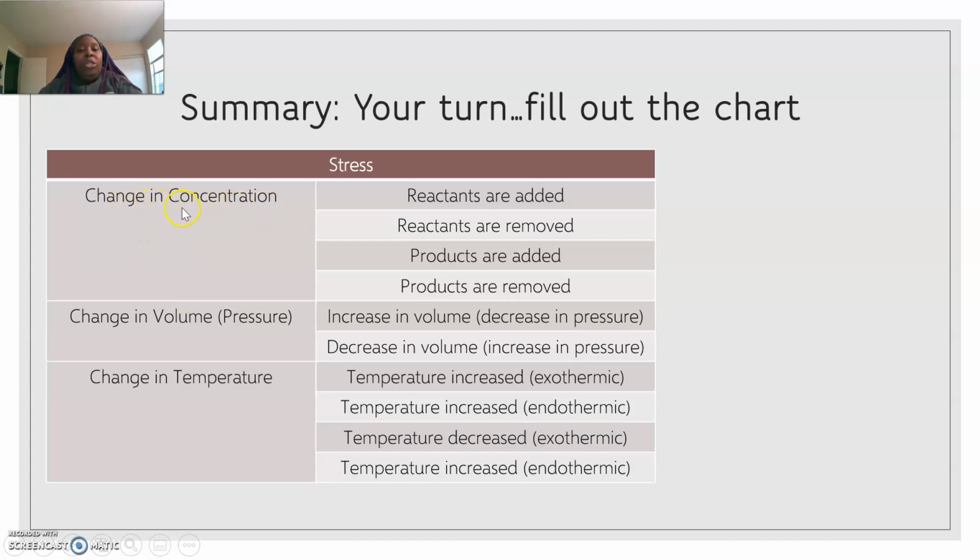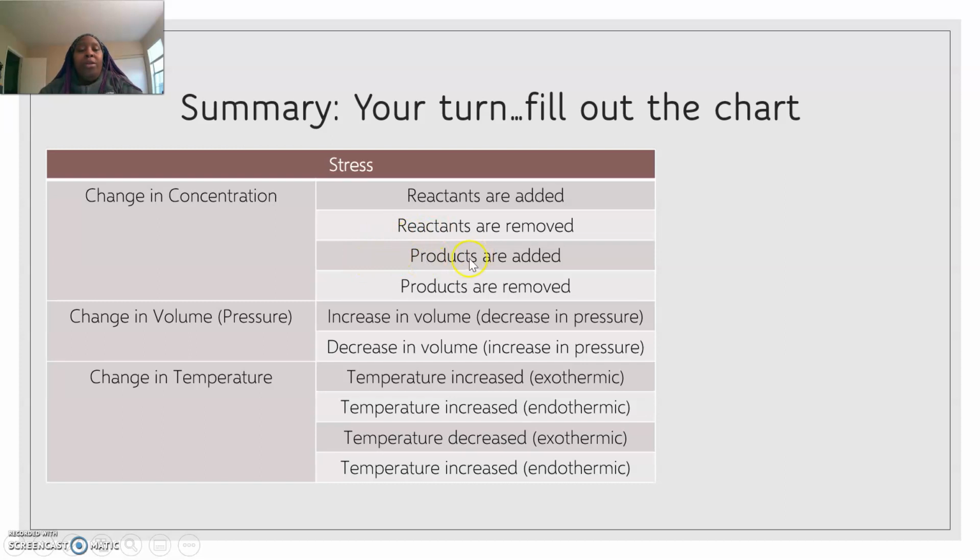So if you have changes in concentration and your reactants are added, what's going to happen is the system is going to want to get rid of the reactants and use them to create products. So your reaction is going to shift toward the product side. On the flip side, if reactants are removed from the system, it's going to want to replace those reactants. So it's going to shift toward the reactant side to make more reactants to replace what was removed. Hopefully that makes sense now.